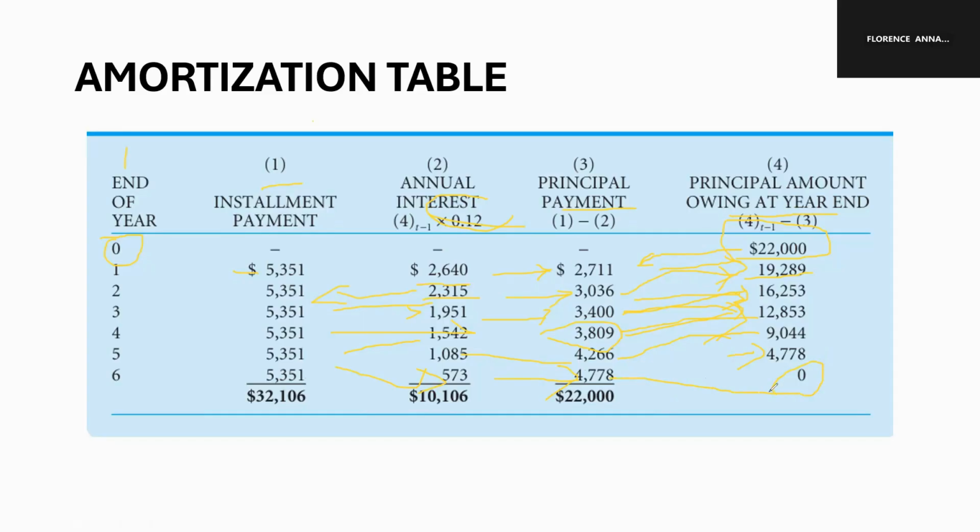Okay? So, that is your amortization table. Gets? And that ends our lesson for time value of money.